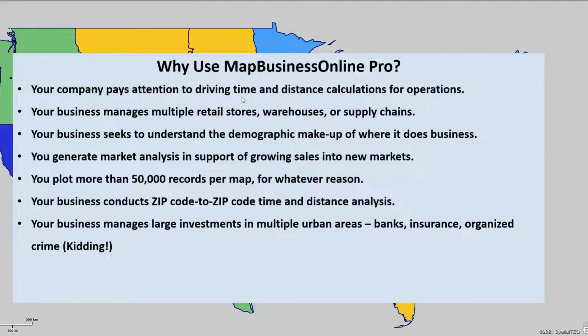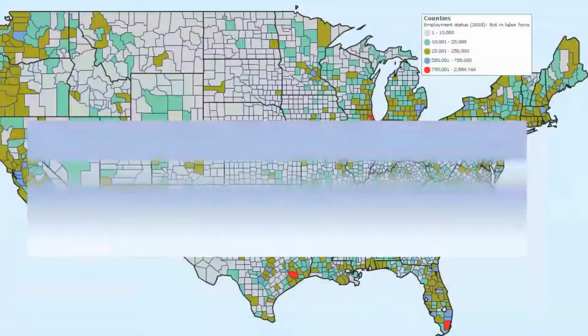Your business manages large investments in multiple urban areas, like banks, insurance, organized crime. Just kidding about the organized crime, making sure people are awake. But if you do manage large investments, this is a great tool. Manage regional and national sales and franchise organizations. Again, this is a great tool for anybody that has a concern with drive time tolerances of customers, salespeople, technicians on the road, all that stuff.